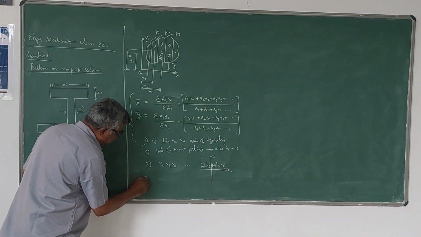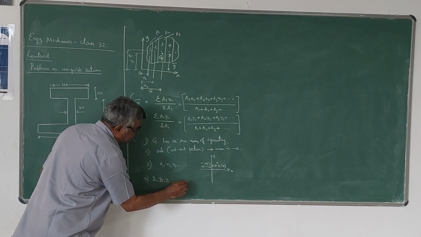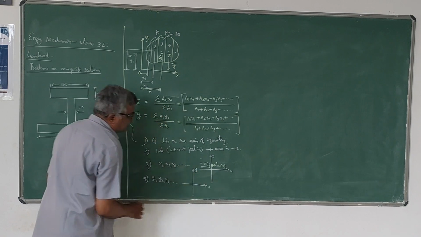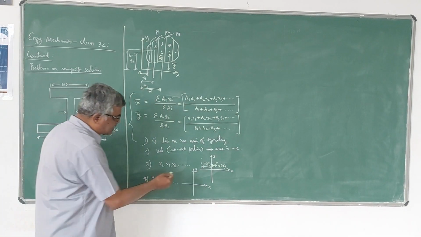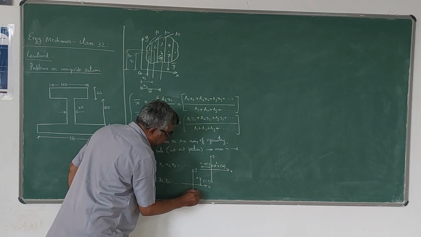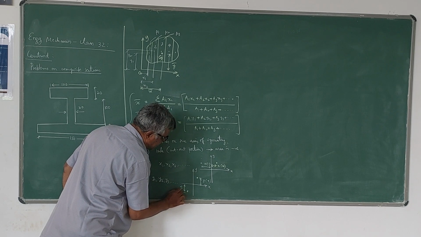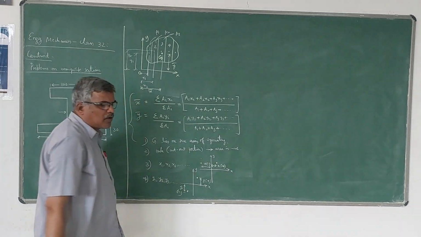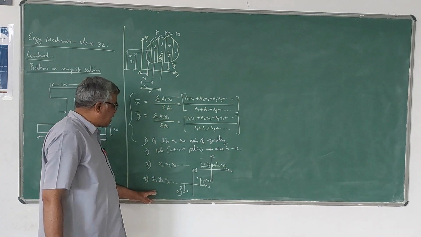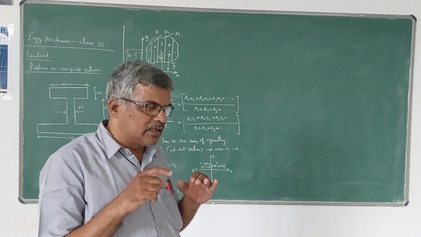Similarly, for finding y1, y2, y3, the vertical distances of those centroids from the x-axis. If you are finding the distance from the x-axis, if it is above the x-axis, then this distance y is taken as positive. If it is below the x-axis, over here, the distance y is taken as negative. So these are the sign conventions we have to use for finding the distances x1, x2, x3, y1, y2, y3, etc. And for finding the areas, if it's a cutout portion, the area is taken as negative.